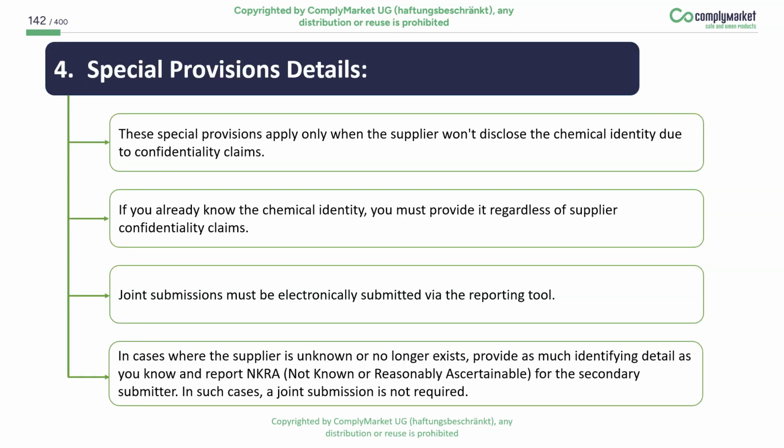I made a summary of it. Special provision details: that's when a supplier will not disclose the chemical identity. If you know it, you must provide it regardless of supplier confidentiality claims. That's what's important. But in cases where the supplier is unknown or no longer exists, then provide as much information as you can, and you can report in the KRA. That's why I told you you have to show your due diligence, that you have done your best. At the end, you can enter in the KRA.